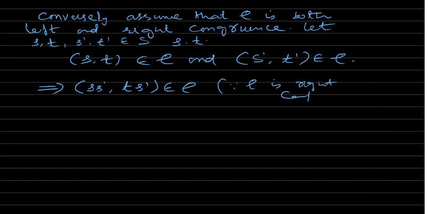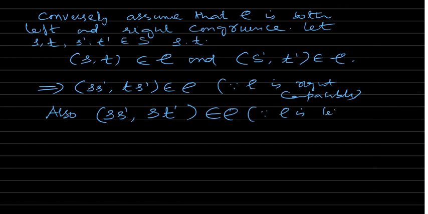Rho is right compatible. Also we have s dash t dash, so by left compatibility, since s dash and t dash are rho related, multiplying by s here we get s s dash and s t dash belong to rho, because rho is left compatible.